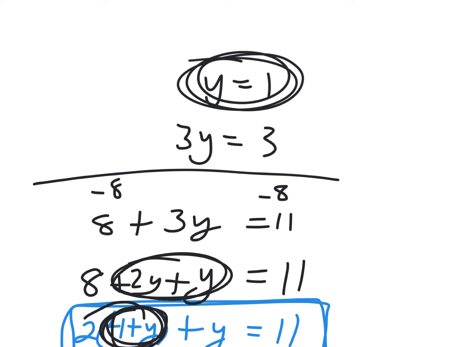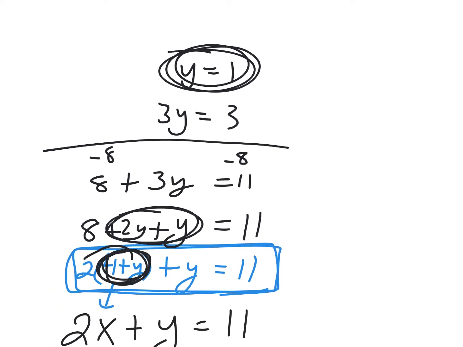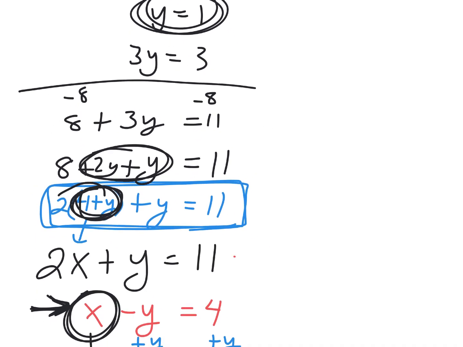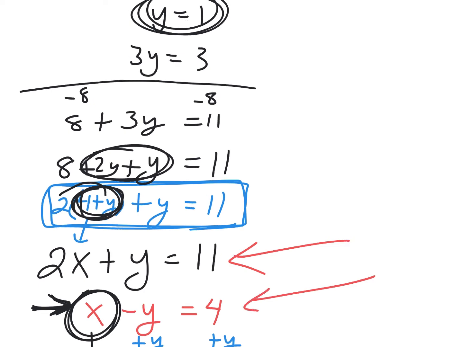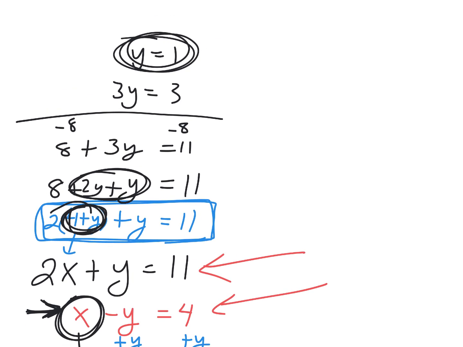Now what do you have to do at the very end? You've got to figure out x. Everybody take a second if you haven't already. Take one of these two equations right here. The red arrows are telling you this or this. And now that you know y is 1, figure out what the other one has to be.